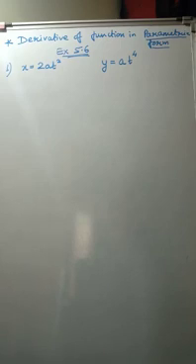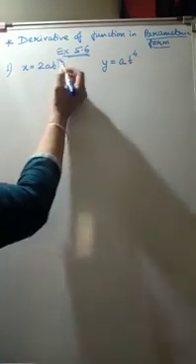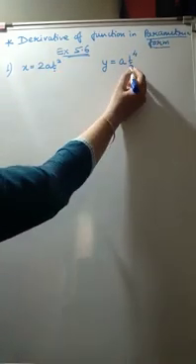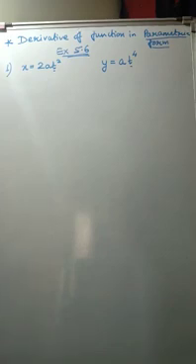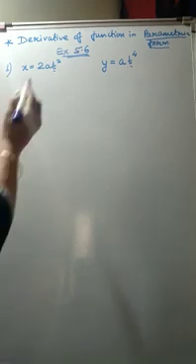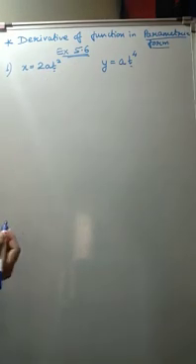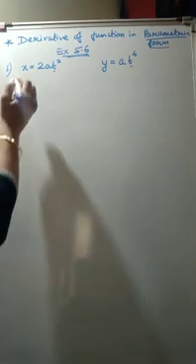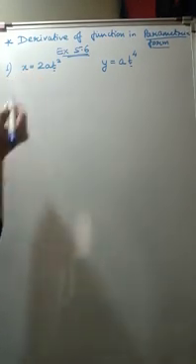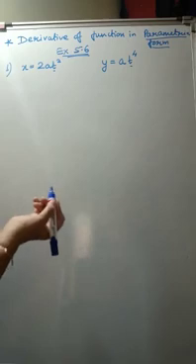Now this is 5.6, which is based on the derivative of functions in parametric form. What is parametric form? Somewhere this is t, somewhere it is written theta, somewhere some other variable. That is the parameter. t is a parameter here. Now how to solve this? You need to find dy by dx.